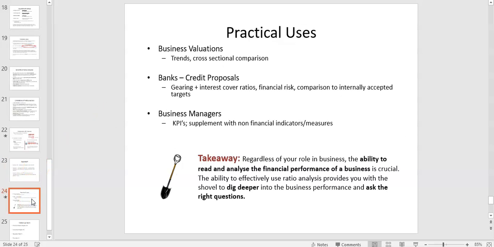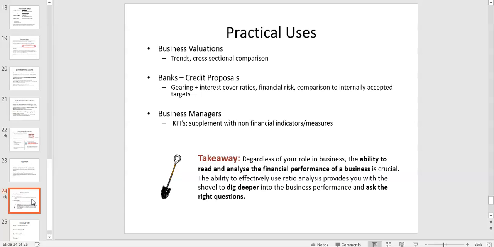All right, so your practical uses for ratio analysis are very important in the real world. Whether you're valuing a business, whether banks are trying to analyze a credit proposal, i.e. a loan application, to see should we give this business more money, or whether business managers are looking to see how this company is getting on and whether they need to tweak the strategy of the business. So practically, ratio or financial analysis is hugely important in the real world.